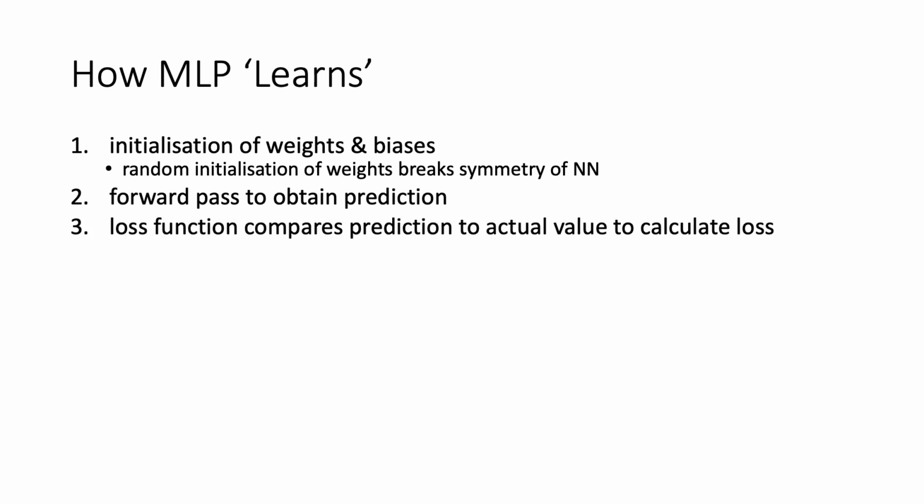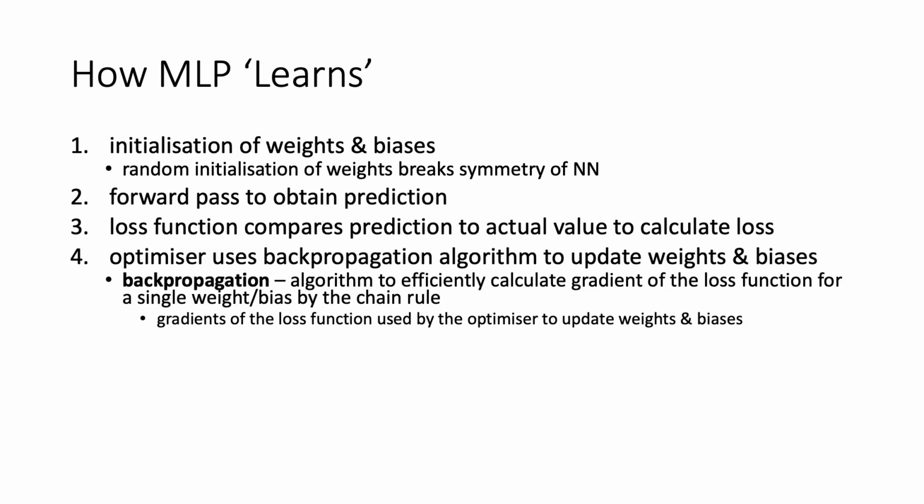The loss function is then used to compare the predictions to the actual values to calculate the loss. An optimizer, using the backpropagation algorithm, updates the weights and biases according to the loss value. Backpropagation is the algorithm to efficiently calculate the gradient of the loss function for a single weight/bias using the chain rule. The gradients of the loss function are used by the optimizer to update the weights and biases of the network.